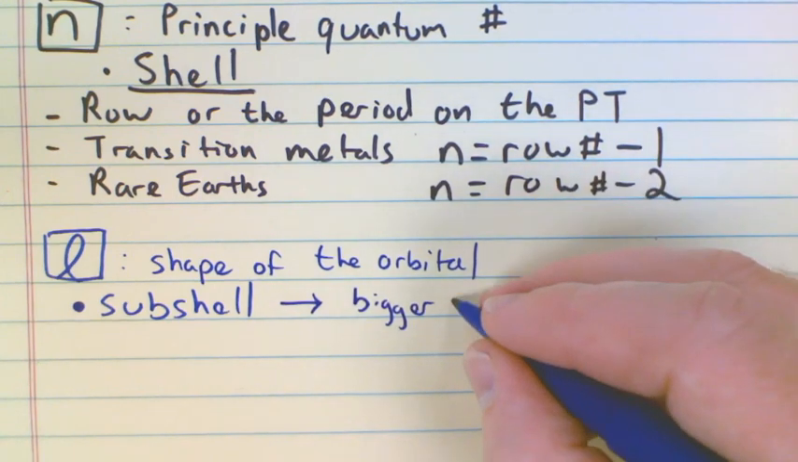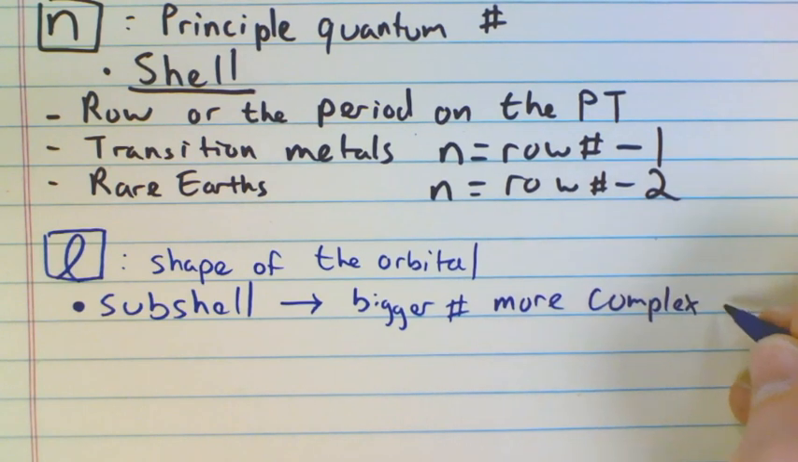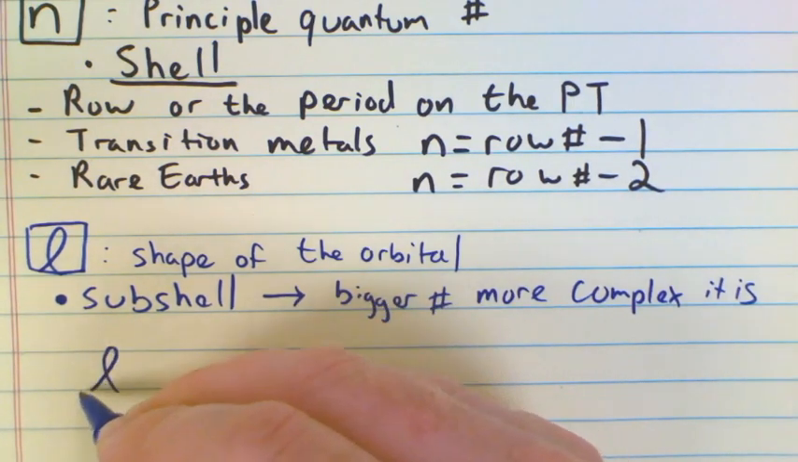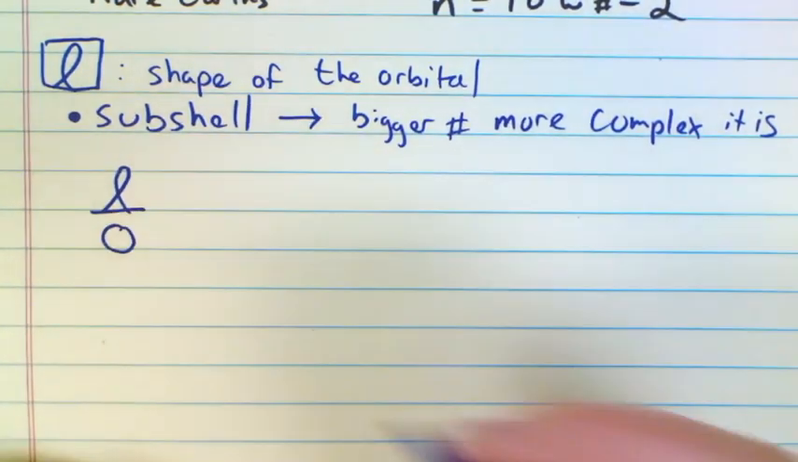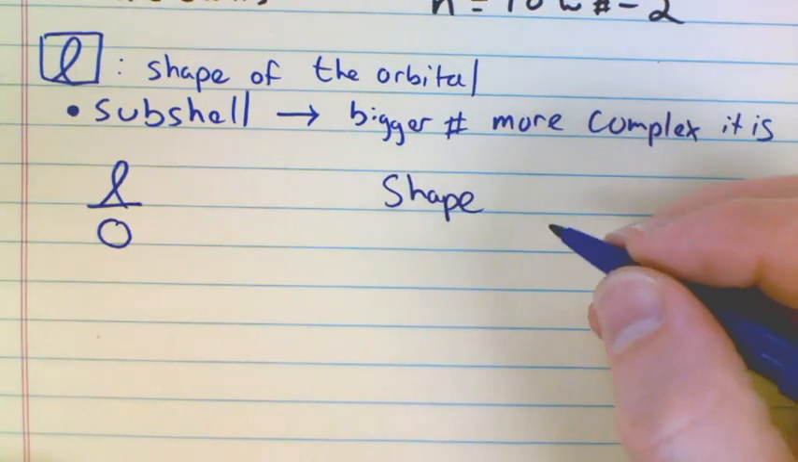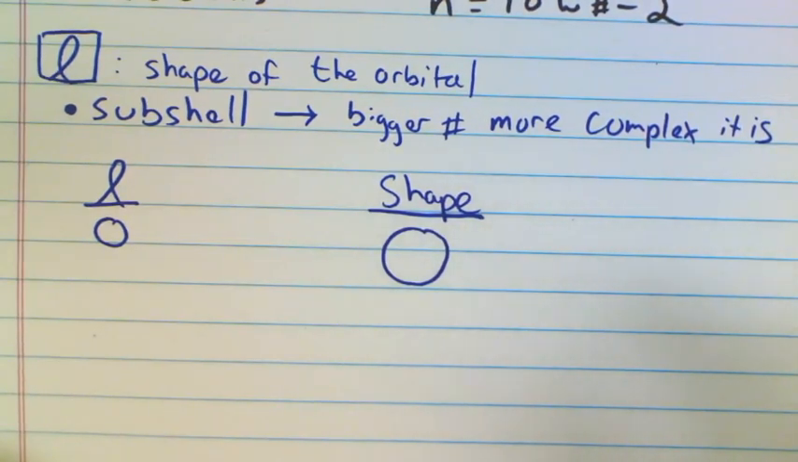The bigger the number, the more complex it becomes. There's going to be 4 of them. L equals 0. The shape of it is going to look like this. It's going to be a sphere. So the subshell is shaped spherically. That's a spherical shape.